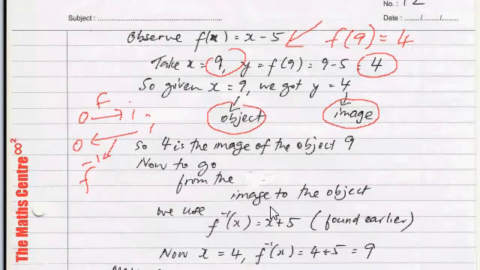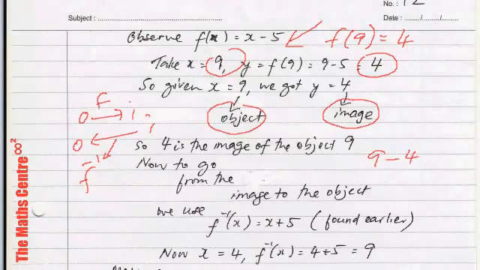So let me tell you again, the reason we study functions and their inverses is because using functions we can go from the object to the image. So we went from 9 to 4. Now if you want to come back, we have to use an f inverse, which is x plus 5, and if you plug in 4 now, you'll come back to 4 plus 5 equals to 9. So it's very important for us to be able to go from your object to the image and from the image back to the object.